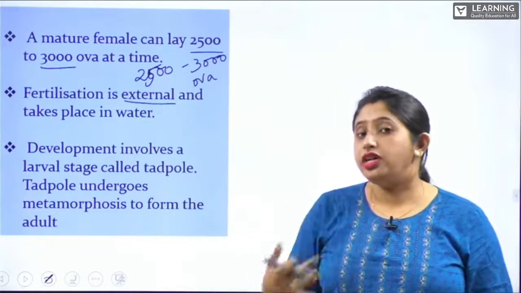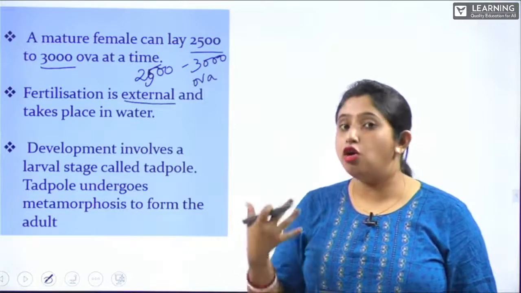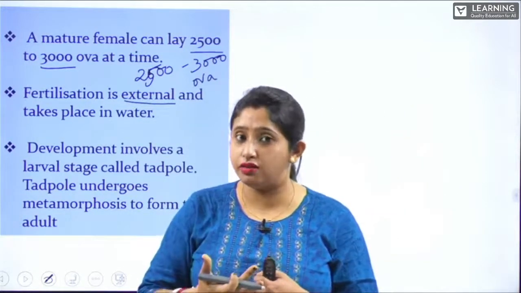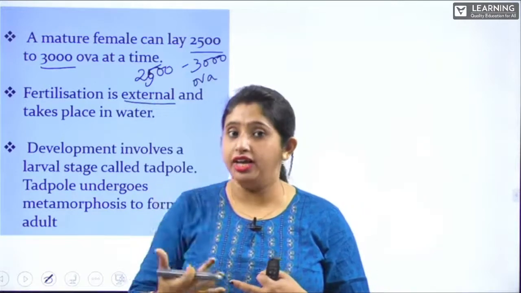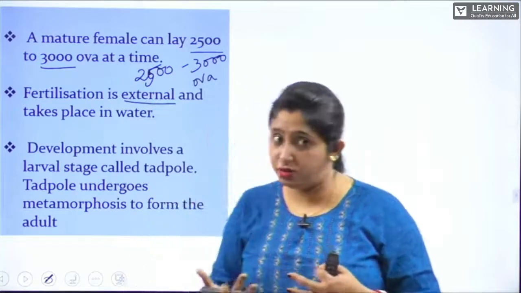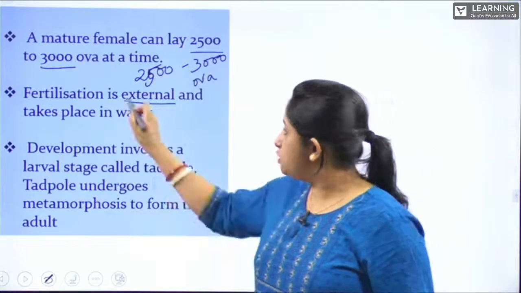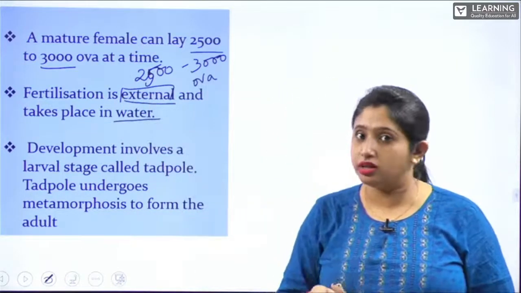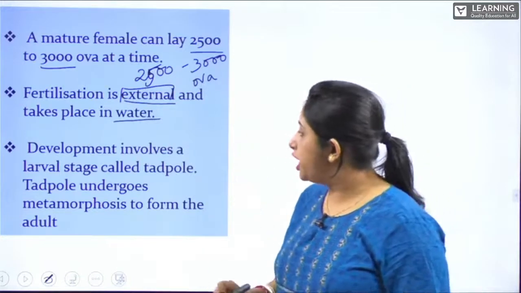So they are generally oviparous. Oviparous means those organisms where the baby develops from the egg outside the body of the female. So fertilization is external, and it takes place where there is water. They need water for fertilization.